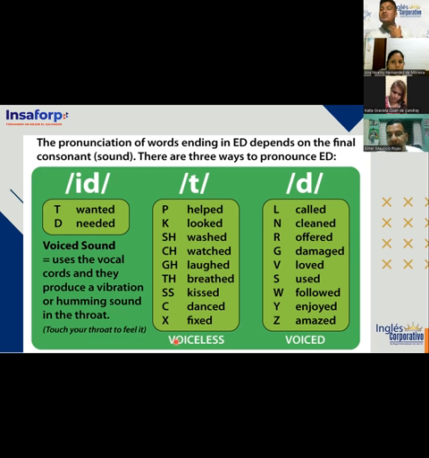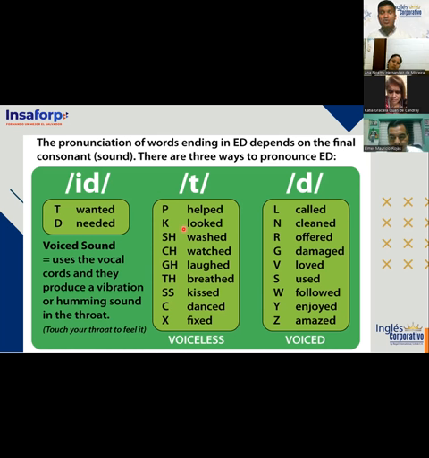So when you pronounce that, you feel nothing. Porque solo es aire que pasa por los dientes. Si a usted le vibra cuando pronuncia esas palabras, es porque no lo está pronunciando bien. So how do you say helped? Helped. This is just air. Solo es aire que sacamos, like t, t. That's it.